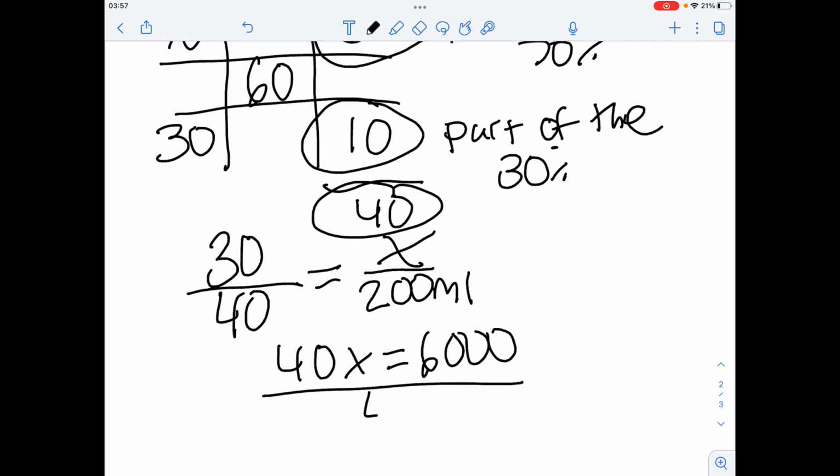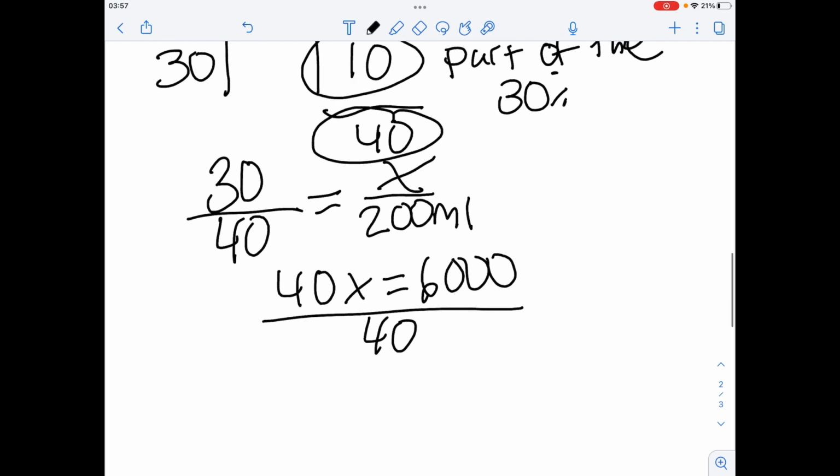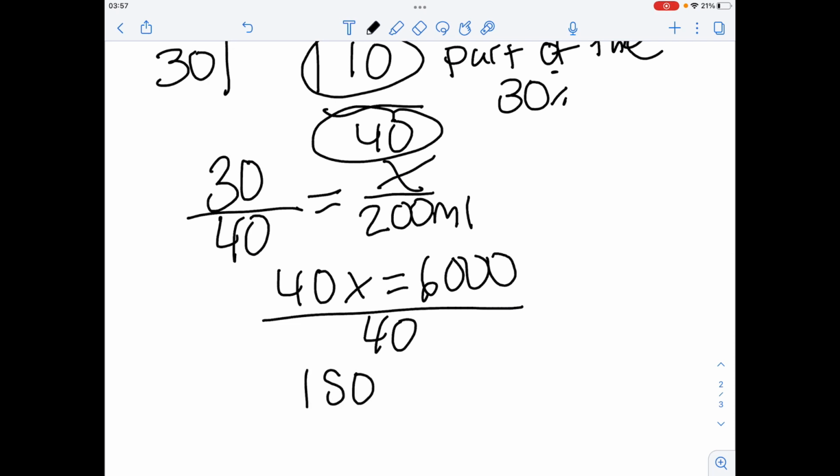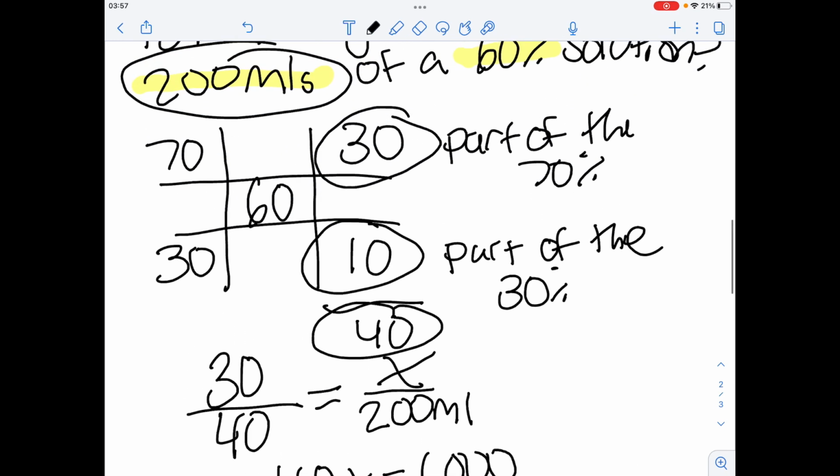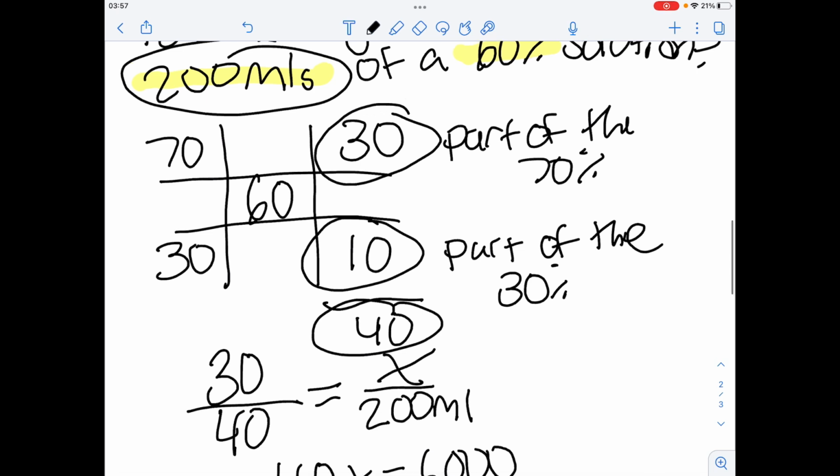Divide both sides by 40 to isolate X. And we get 150 milliliters of 70%. Now let's solve for our 30%. So here we have 10 parts of 30% over the whole of 40.